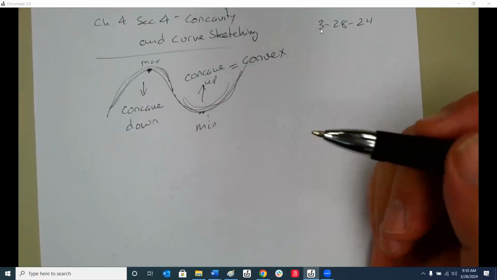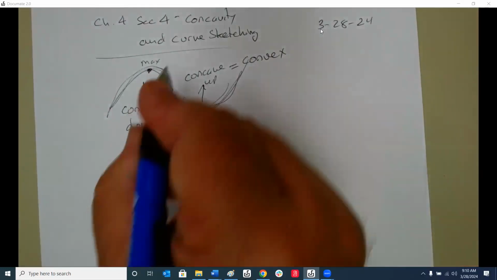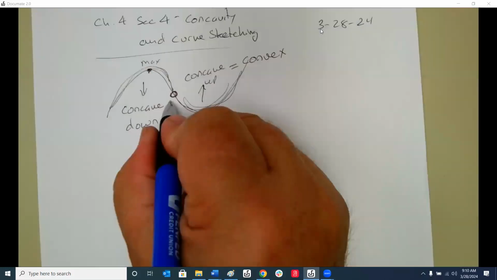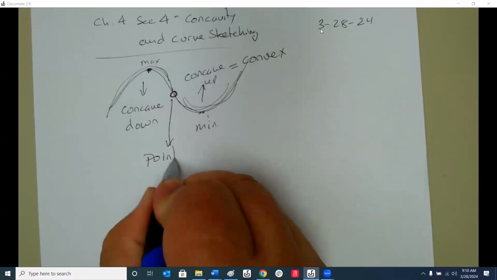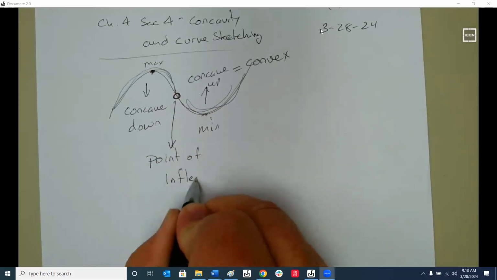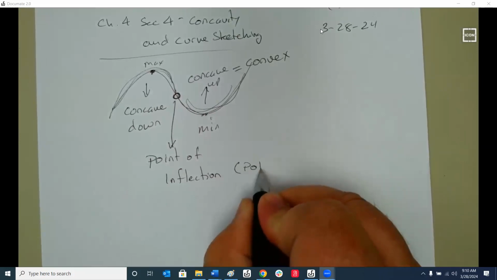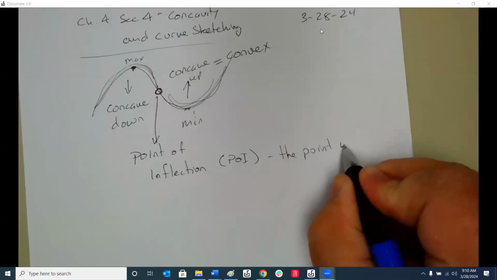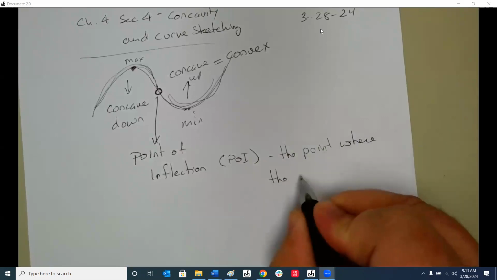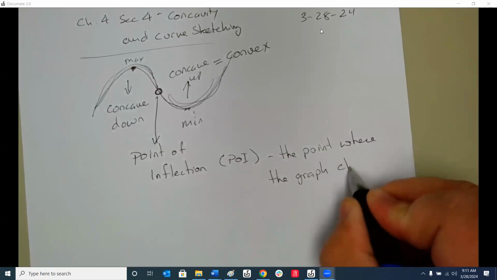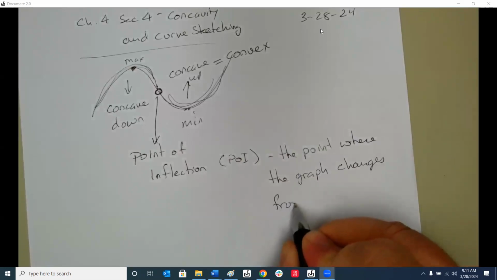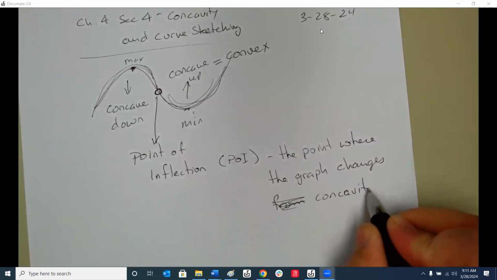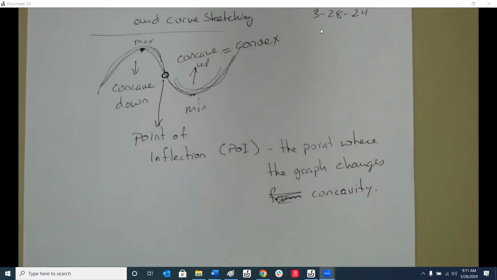So how do we find the concavity? Well, that's what I'll tell you. There's a point somewhere in between, called the point of inflection, which I'm going to call a POI. It is the point where the graph changes concavity, from concave up to concave down, or concave down to concave up.